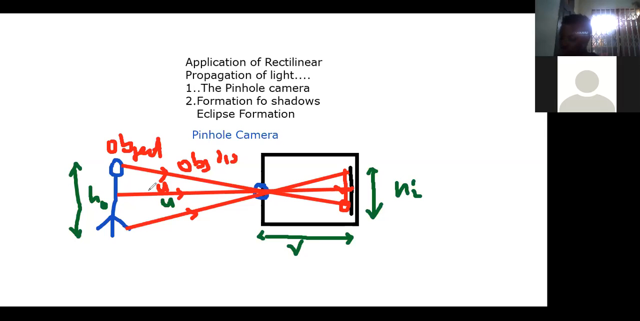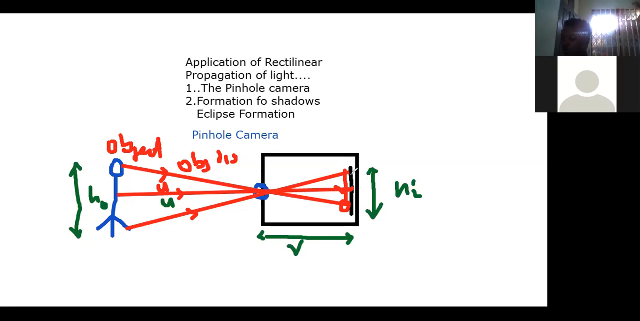Now, one disadvantage of it is that because the hole is small, the amount of light energy that enters the camera is very small. So the camera takes a longer time to form an image on the screen. Because the hole is small, it takes a longer time for light to pass through. So as a result, it takes a longer time for us to form an image on the screen.